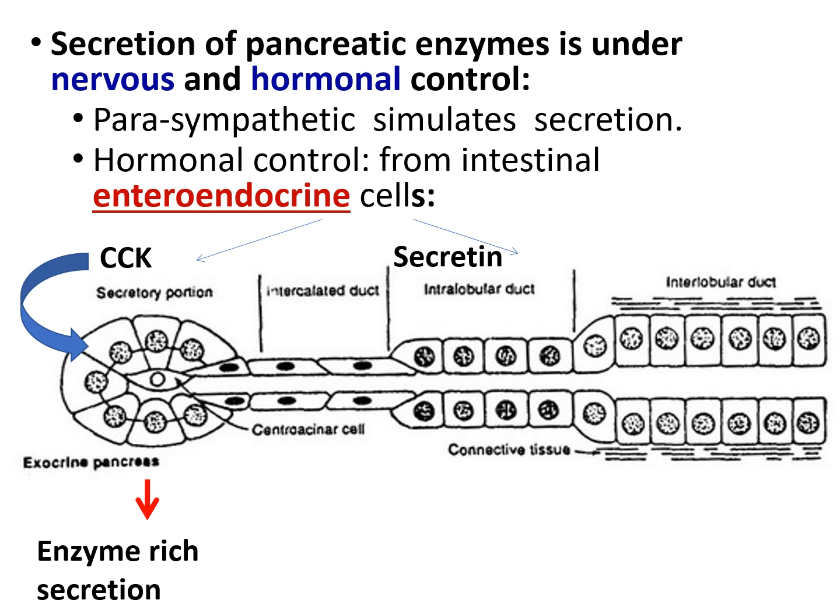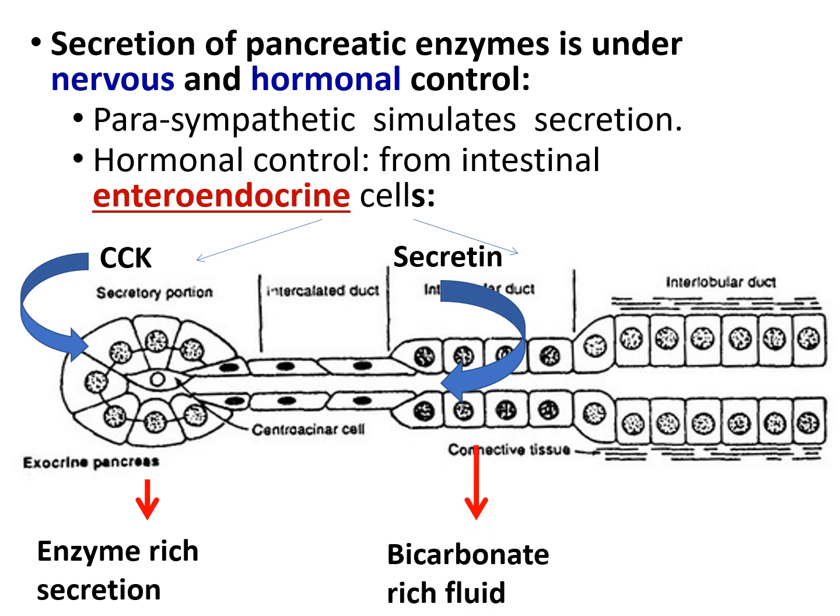So cholecystokinin will act on which part of the exocrine pancreas? Yes, it will act on the secretory portion, which is the pancreatic acini or serous acini. What about secretin? Will it act on the acini? No, it will act on the duct system. Okay. So the pancreas secretes different enzymes.